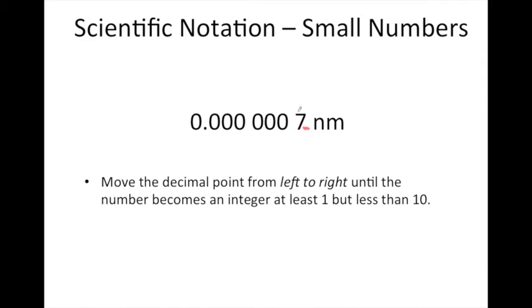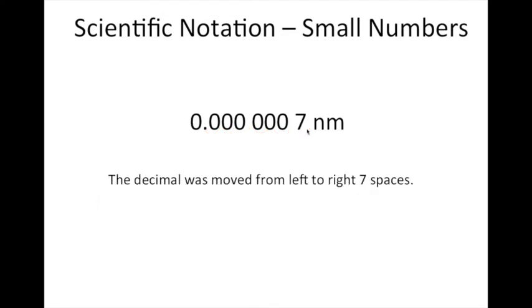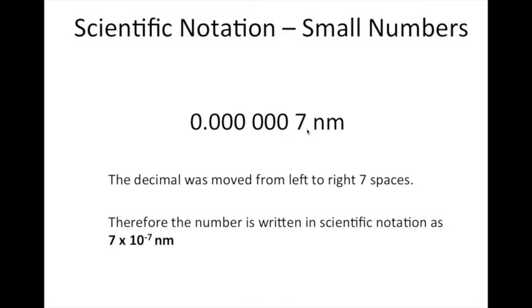So we move it from left to right until we get 7 with the decimal after. So that would give us 7. How many spaces did we move it? Well, we moved it 1, 2, 3, 4, 5, 6, 7 spaces. So since we moved it 7 spaces, our number would be 7 times 10 to the minus 7 nanometers. Okay, include your units.